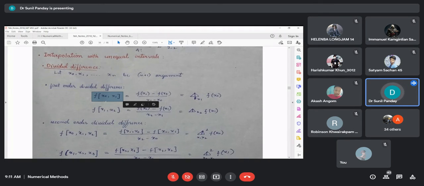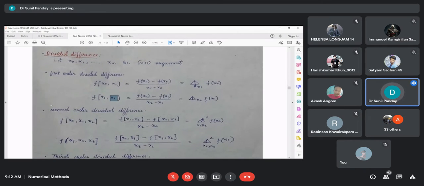Some authors use this notation f big bracket x0 comma x1, and this notation is called the first order divided difference, because here we have only two values x0 and x1, and the definition is f of x1 minus f of x0 divided by x1 minus x0. Or you can use this notation also, cross delta x1 f of x0. Then f of x1 x2 is this one. If the arguments change, because x2 is here, then f of x2 minus f of x1 divided by x2 minus x1.